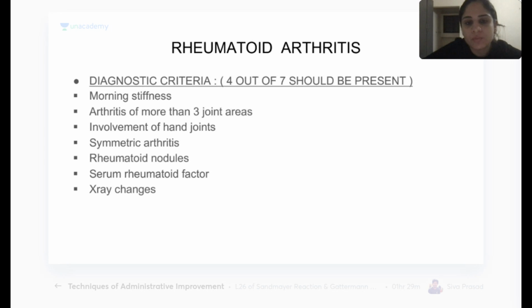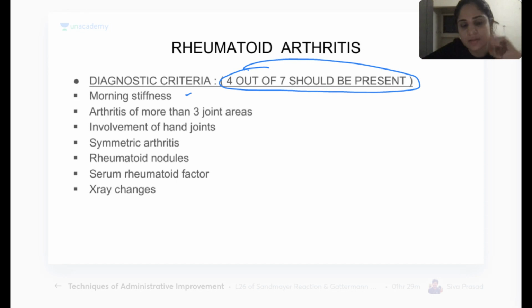For diagnosing rheumatoid arthritis, 4 out of the following 7 criteria should be present. First thing is morning stiffness. Then arthritis of more than 3 joint areas, so MCP, PIP, DIP, more than 3 joints should be involved. Hand joints should be involved for sure. There should be symmetric arthritis, both hands having it. If one side is having it, it could be osteoarthritis. If both sides, it is an inflammatory disorder. Rheumatoid nodules, which are subcutaneous nodules, should be present. Serum rheumatoid factor should be high, and X-ray changes should be present.